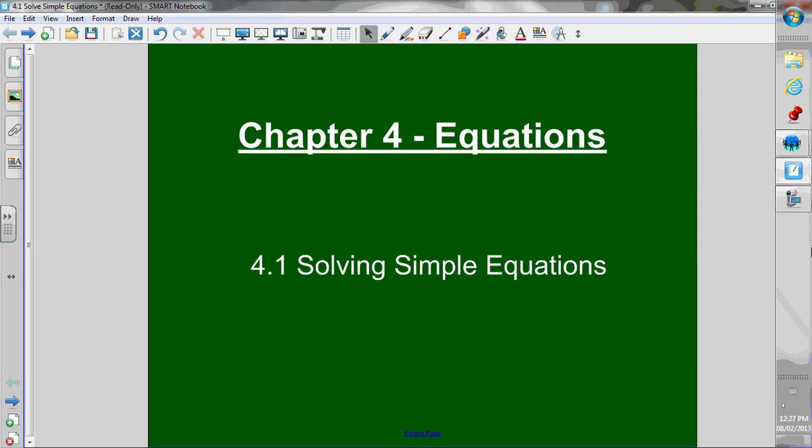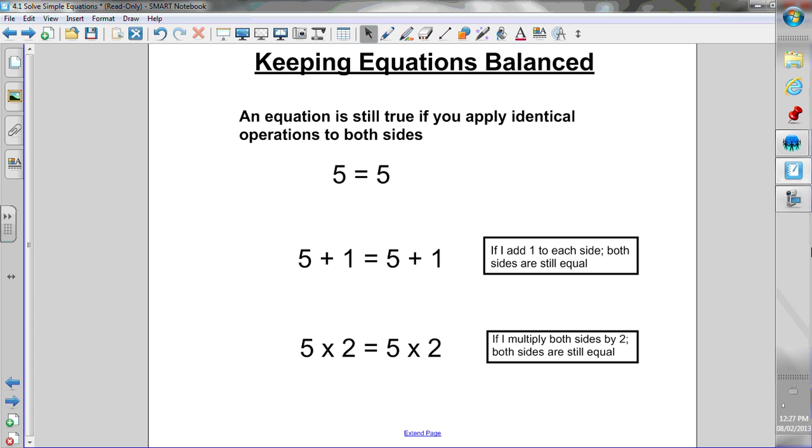Here's the lesson for section 4.1, solving simple equations. The first way I'm going to show you how to solve an equation is by using the balance method. So what do I mean when I say the balance method? I mean you have to always make sure that you're keeping your equations balanced when you're solving for a variable.